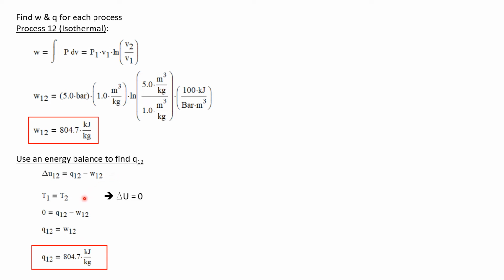We also know that in this first process, which is described as isothermal, T1 is equal to T2, and therefore delta u is 0. This is true because temperature and internal energy both measure in different terms the molecular activity of the substance. So with delta u equals 0, we have 0 equals q minus w, or just q equals w. So for process 1-2, q will equal what we previously calculated as the work term, which is 804.7 kilojoules per kilogram.